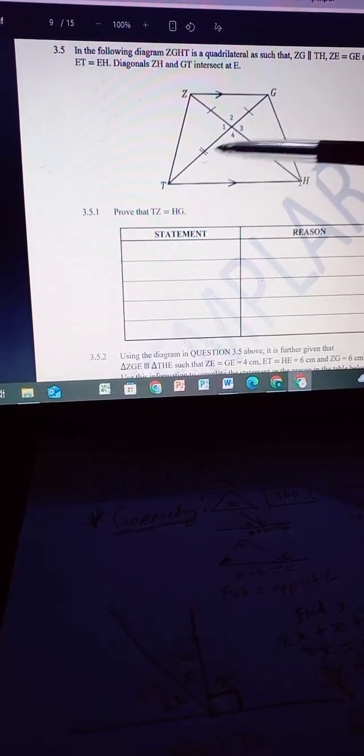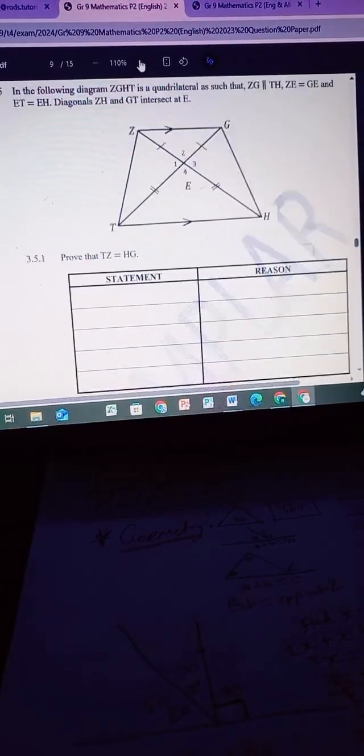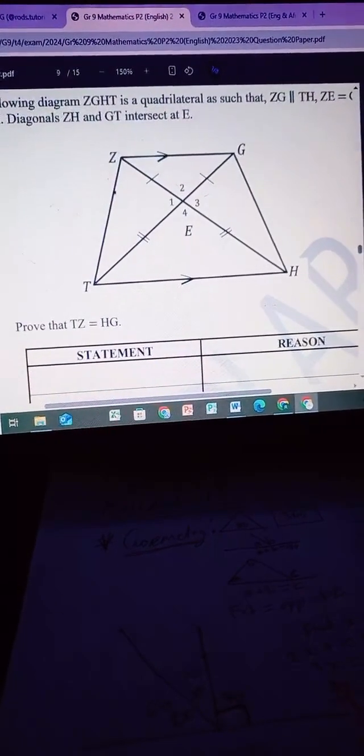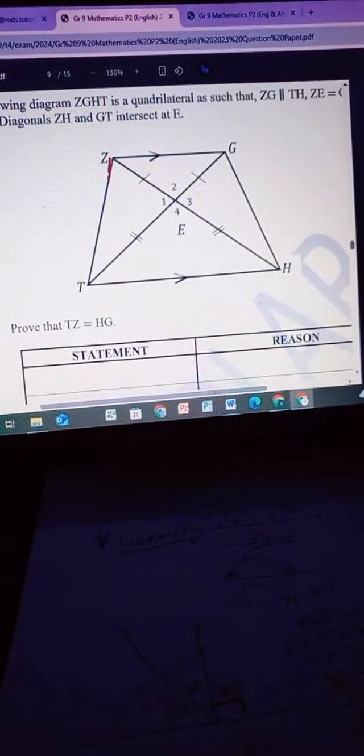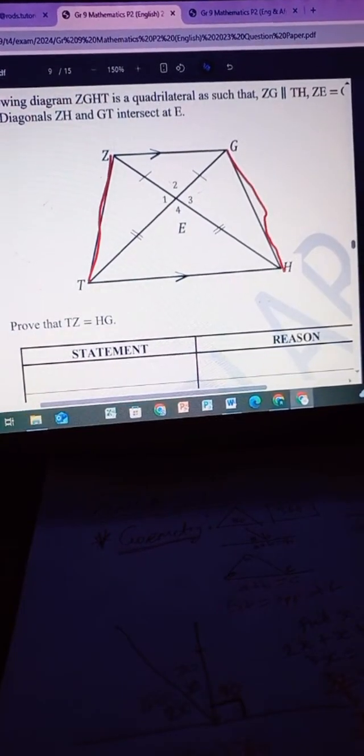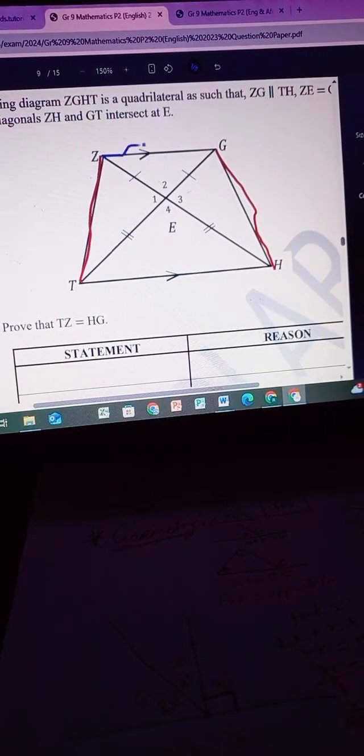So TZ is equal to HG. The only way, guys, this line can be equal to this line, these two lines can only be equal if you see this triangle.